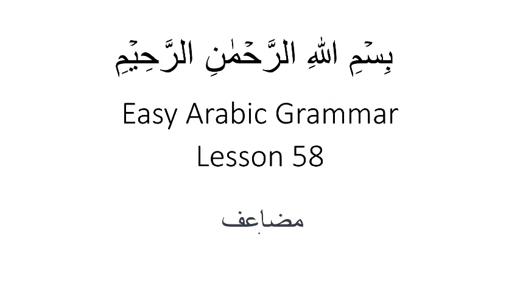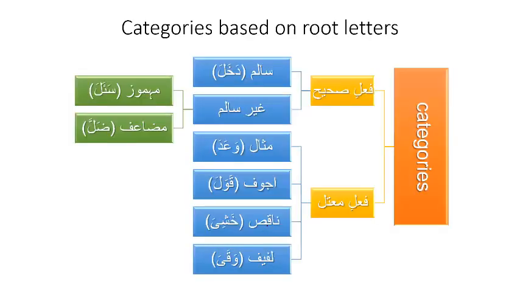In today's segment, we will talk about mudaaf. This is another category of irregular verbs. And just to quickly summarize the different categories, we've talked about mahmuz, which means that there is a hamza in one of the locations. It could be the first, second, or third.